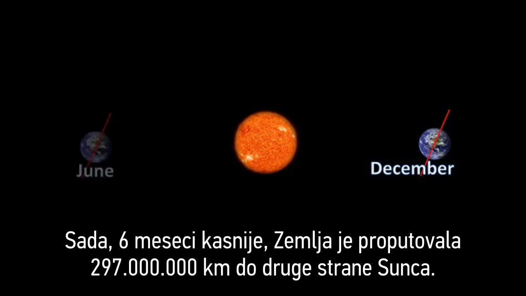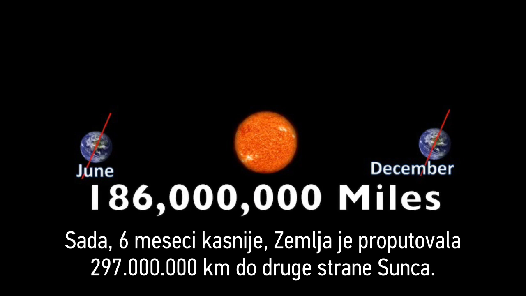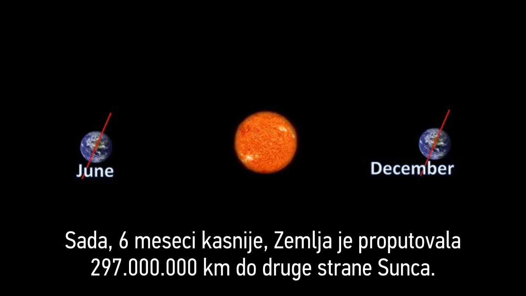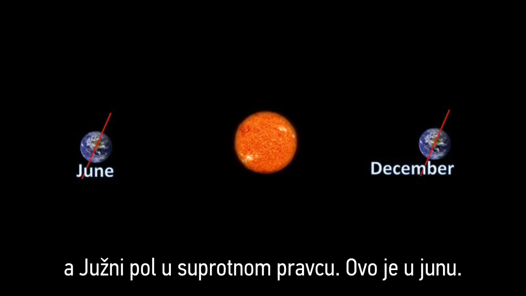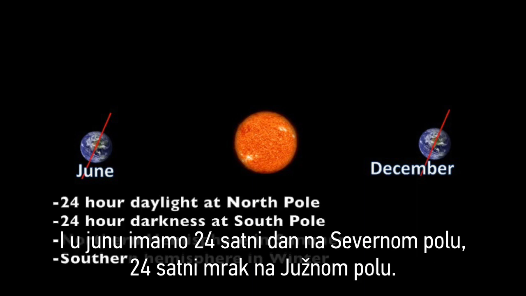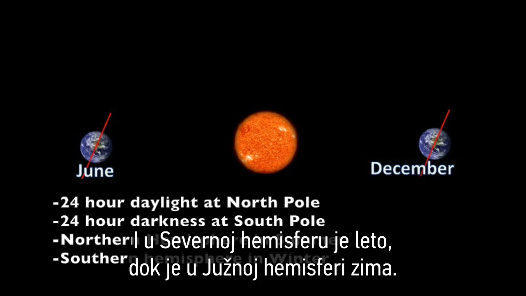Now, 6 months later, the Earth will have moved 186 million miles to the other side of the sun. And now the 23.5 degree tilt will have the North Pole facing the sun and the South Pole facing away from the sun. This is the month of June. And in June, there's 24-hour daylight at the North Pole, there's 24-hour darkness at the South Pole, and the northern hemisphere is in summer, and the southern hemisphere is in winter.